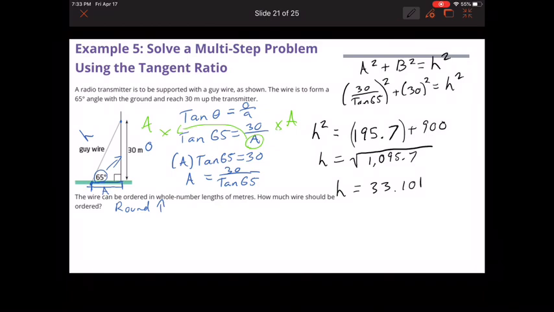And we are looking at meters. So again, wires can be ordered in whole number lengths of meters. So we want to round up. Even though it's only a 0.1, we want to round up. So 33 meters can be too short. So 34 meters of guy wire.